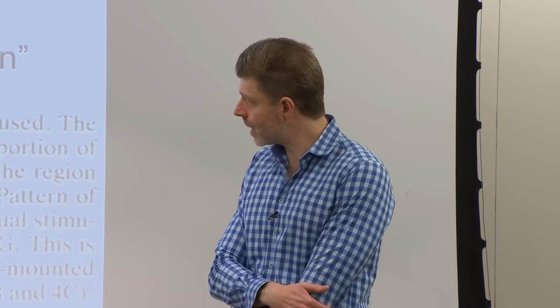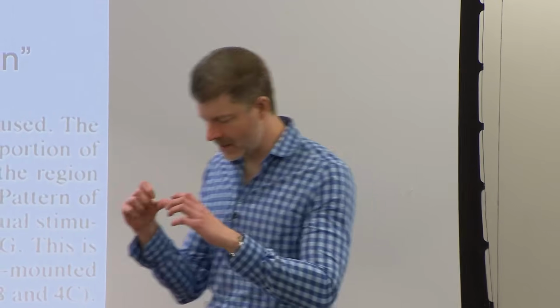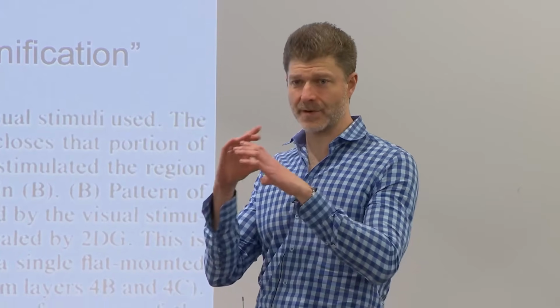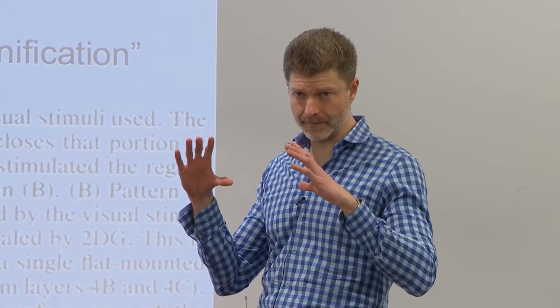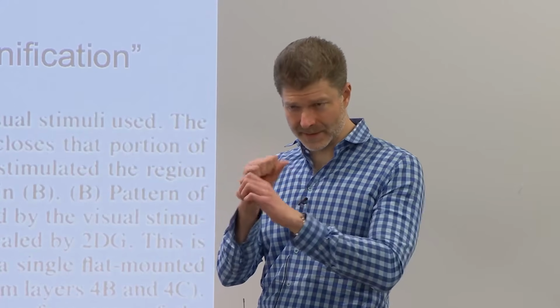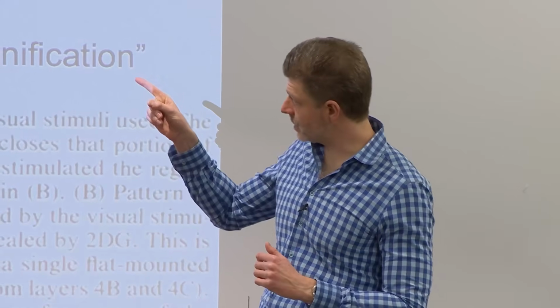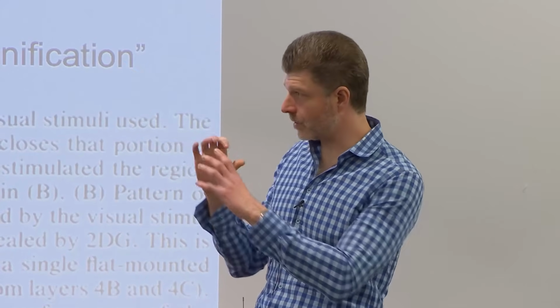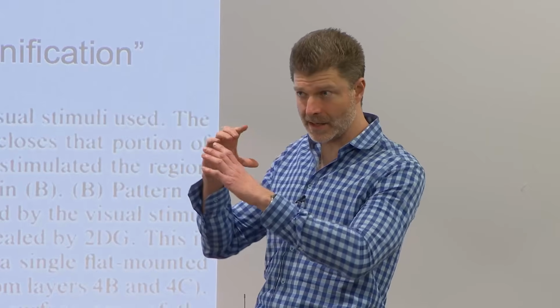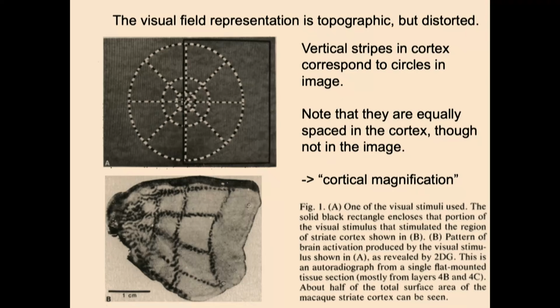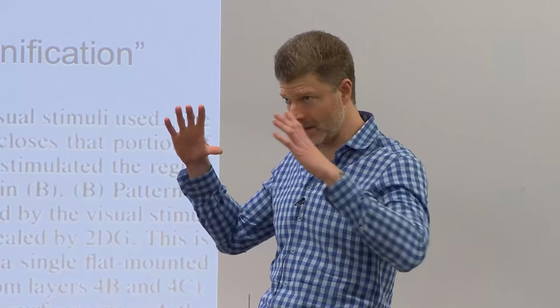The essential idea is that there's much more cortical real estate devoted to the center of gaze than to the periphery. So the representation of the center of gaze is blown up in the cortex. And the consequence is that those rings that are very closely spaced on the screen end up being spread out in the cortex. Whereas the rings that are very far apart on the screen, because they're out in the periphery, end up a little bit closer together in the cortex. So what's that all about, and why does it happen?